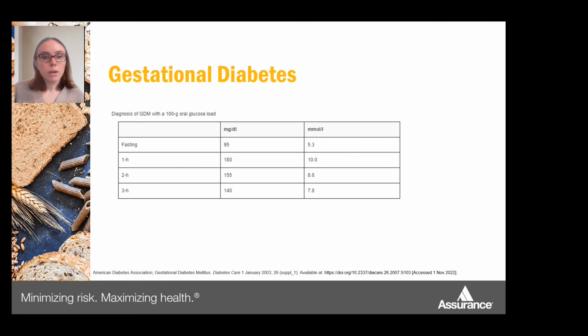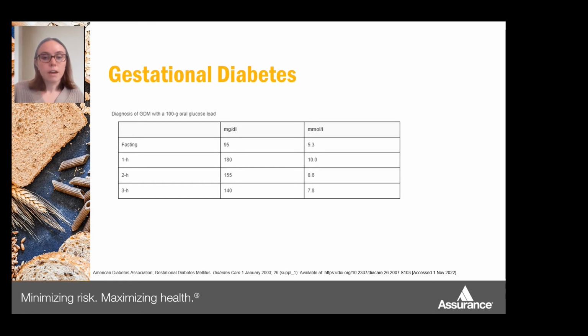Okay, so again, as I mentioned, gestational diabetes is a type of diabetes that develops during pregnancy only. This happens because during pregnancy, a woman's body makes more hormones, and it goes through other changes such as gaining weight. These changes cause body cells to use insulin ineffectively.